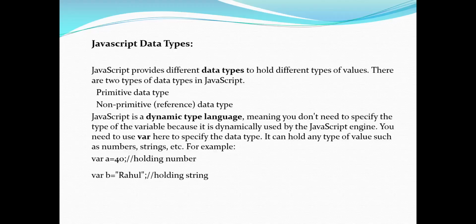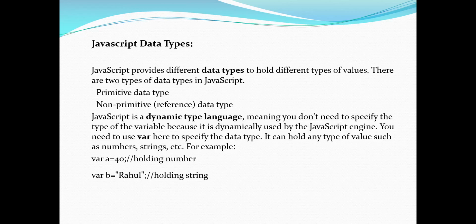The topic for today's session is JavaScript data types. JavaScript provides different data types to hold different values. So there are two types of data types in JavaScript, primitive and non-primitive.